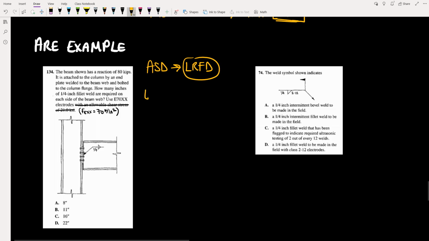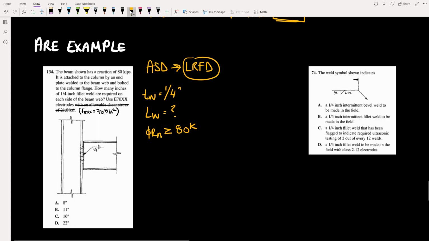So the thickness of this weld we know is 1/4 inch. What we're solving for is the length of the weld. And lastly, we know the capacity of the weld must meet or exceed 80 kips.